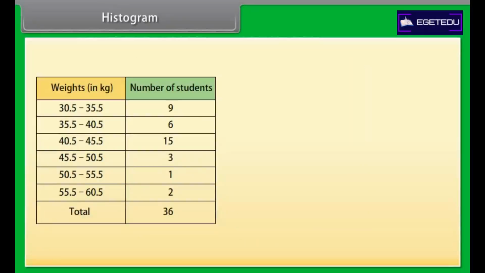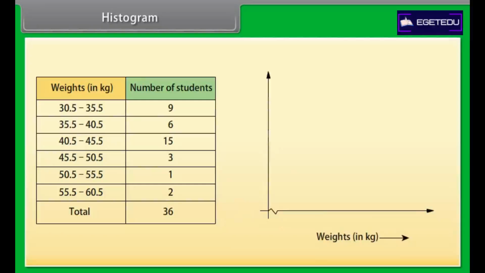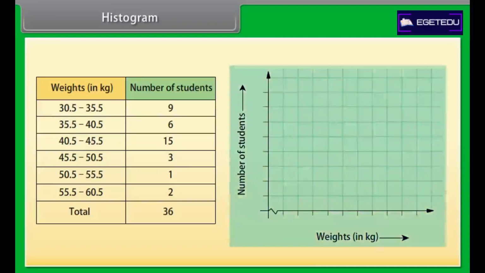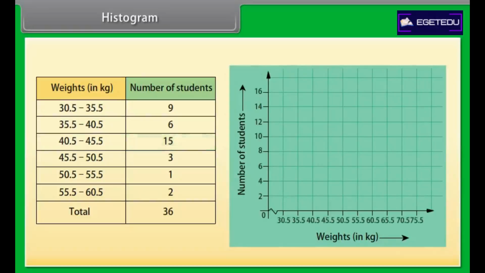Look at this frequency table and look at its class intervals. These intervals are continuous. This frequency table represents the weight of 36 students. To plot the histogram, we represent the weights on the horizontal axis and the number of students on the vertical axis. Since the maximum frequency is 15, we need to choose the scale to accommodate the maximum frequency.